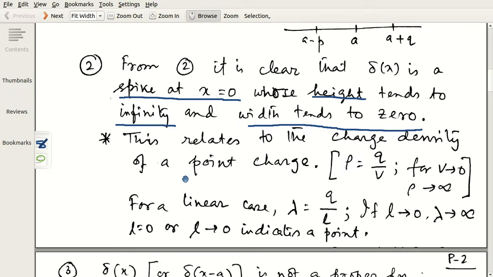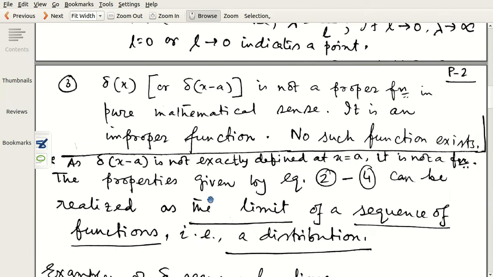In fact, you can say that this analysis has a spike of infinitely high and very narrow width. This relates to the charge density of a point charge, as I told you. It is better to compare it with a linear case, as we are dealing with a one-dimensional delta function. In the case of a linear charge density, lambda equals q by L, where L is the total length of the region and q is a point charge on that length. Then if L tends to 0, that means the point charge, lambda tends to infinity. L tending to 0 indicates actually a point, as you understand.